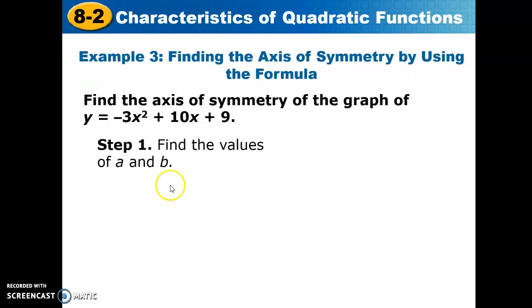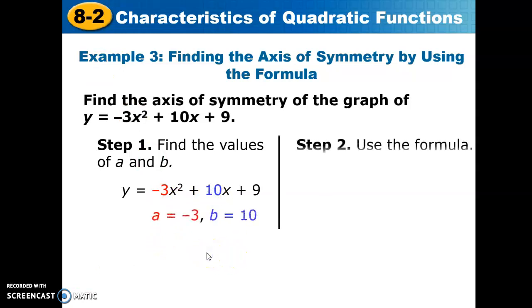So we're going to use our formula. First thing, just like when we're doing slope and stuff, we identify what we need. We're identifying our a is -3 and our b is 10. Then we're going to plug that into the formula. Our formula is x equals negative b over 2a. Plug and chug. Be careful with the signs.